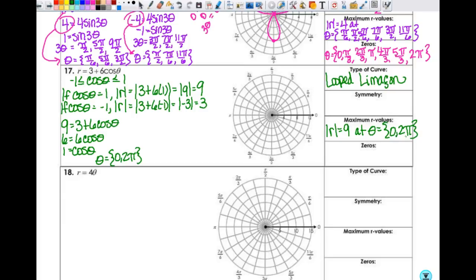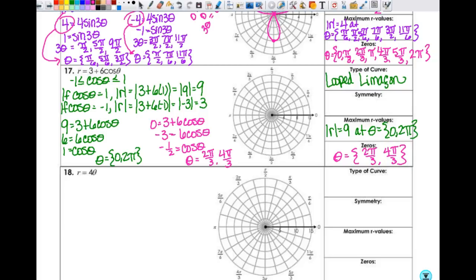All right, so now I have to actually find my zeros. That's going to give me 0 is equal to 3 plus 6 cosine theta. So negative 3 equals 6 cosine theta, negative 1/2 equals cosine theta. So theta is equal to, okay, cosine is 1/2 at pi thirds, but cosine is negative in the second and third quadrant. So I need my second and third quadrant pi thirds angle, which is 2 pi thirds and 4 pi thirds. So theta is equal to 2 pi thirds and 4 pi thirds.